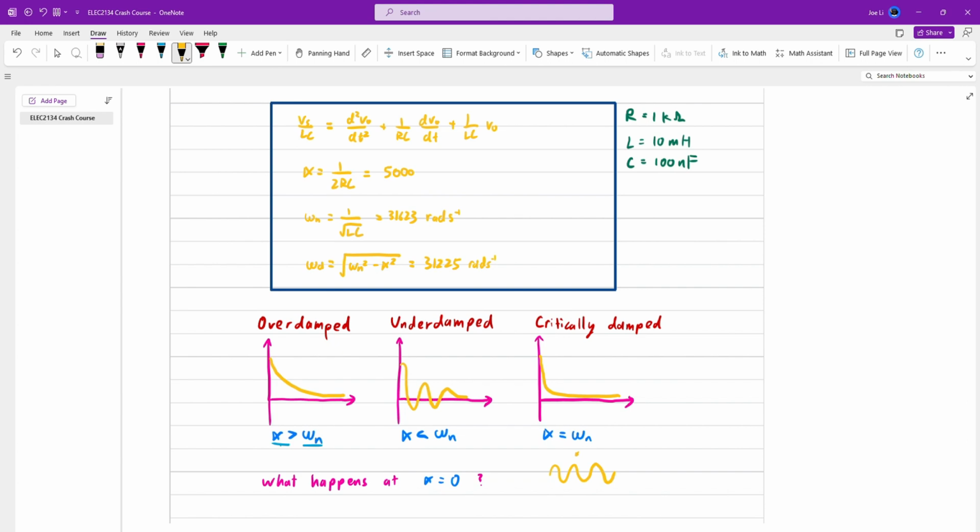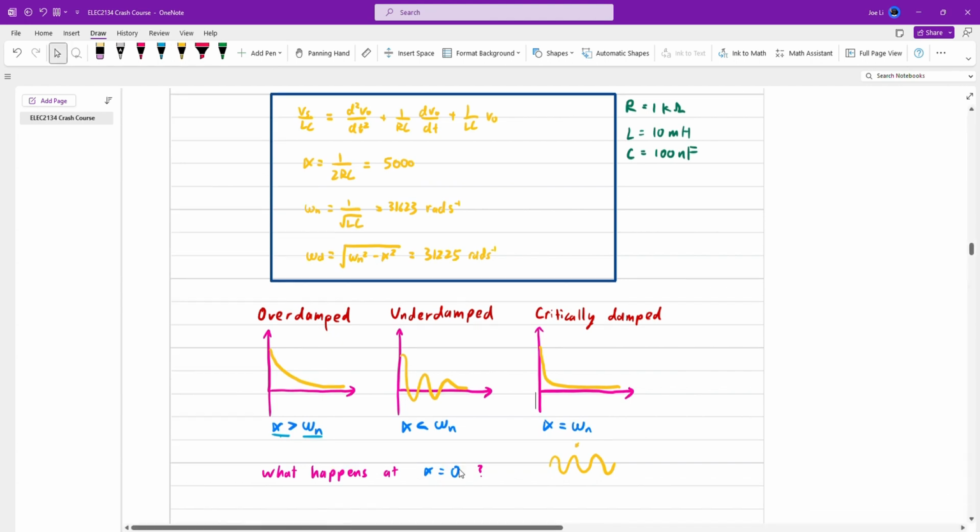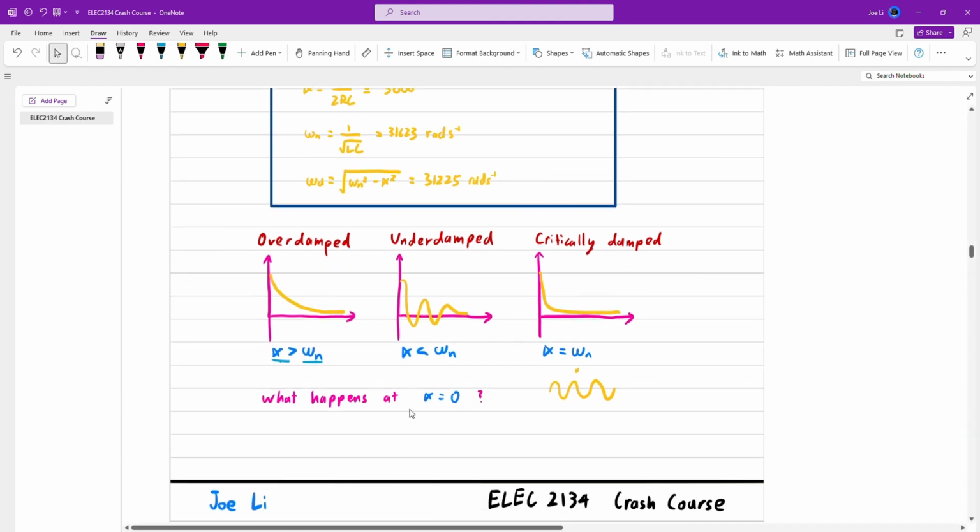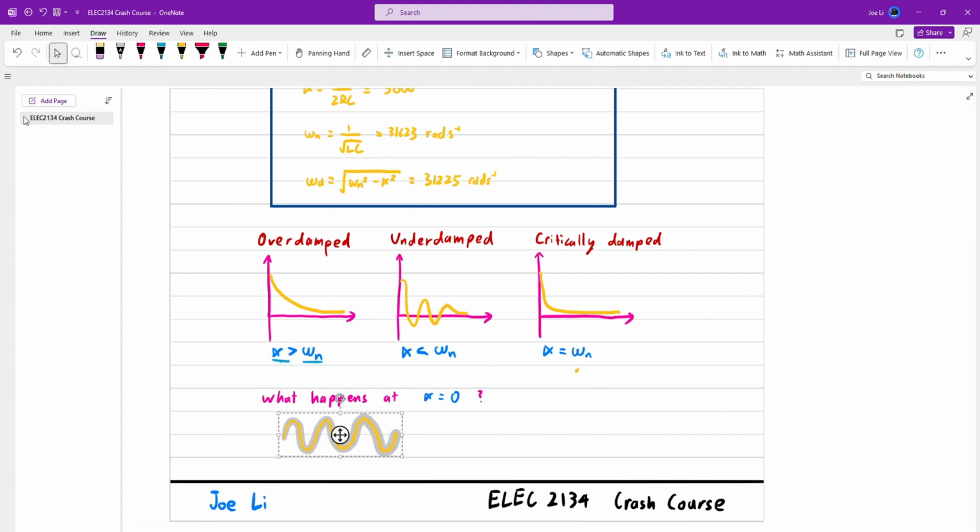Now what happens at alpha equals 0? If you think of this in terms of words, it means the damping factor is 0. You're not damping it at all. What would you end up getting? You get an undamped sine wave that oscillates forever.